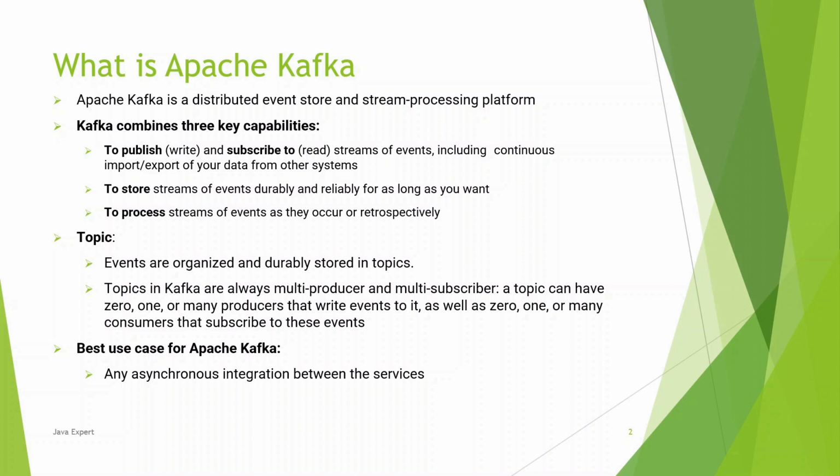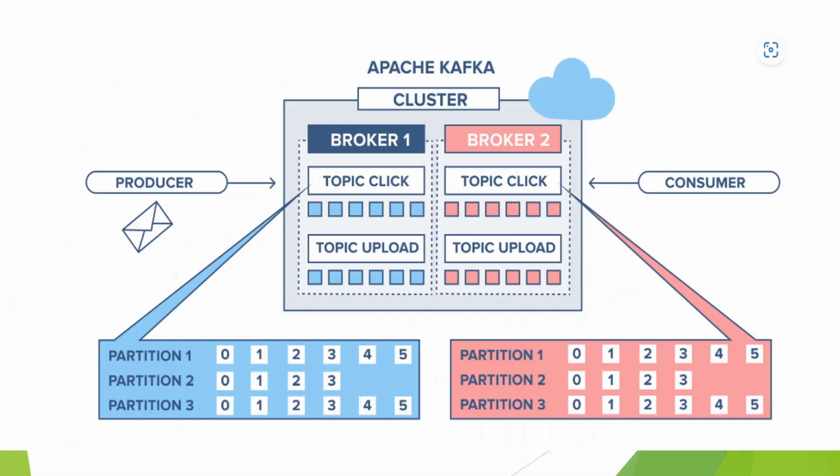So what is the best use case for Apache Kafka? Where can we use this? It can be used in many places. One of the main use cases is in microservices architecture, whenever you want to integrate two services in an asynchronous way, then we can go for Apache Kafka as a messaging broker or messaging service. I hope you understand the very basic things about Kafka.